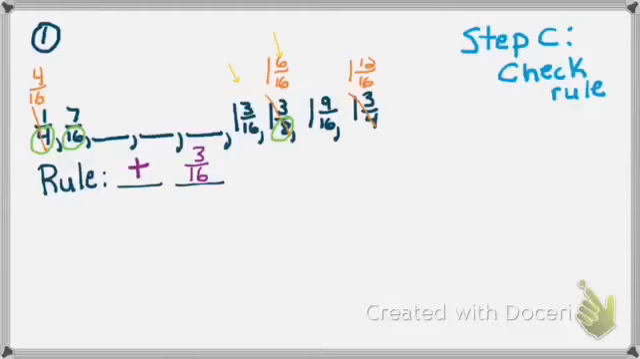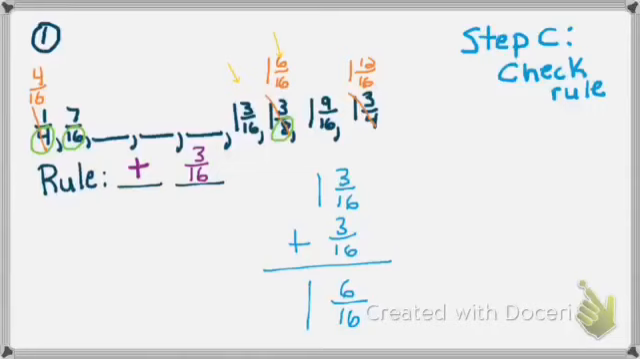So here we go. I take the first number, which is the 1 3/16, and I apply the rule, which I said is plus 3/16. Remember, line up your fractions, line up your whole numbers. Nice and easy because I already have common denominators, so my denominator of 16 stays the same. 3 plus 3 equals 6. 1 plus nothing equals 1. So if my rule is correct, my next number should equal 1 6/16. And it does. So I know my rule is correct. I'm ready to move on to the next step.